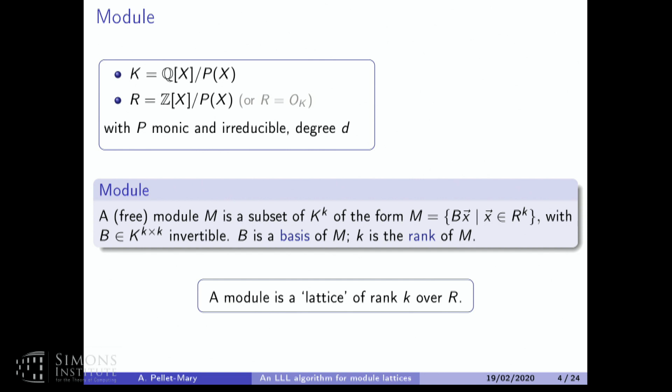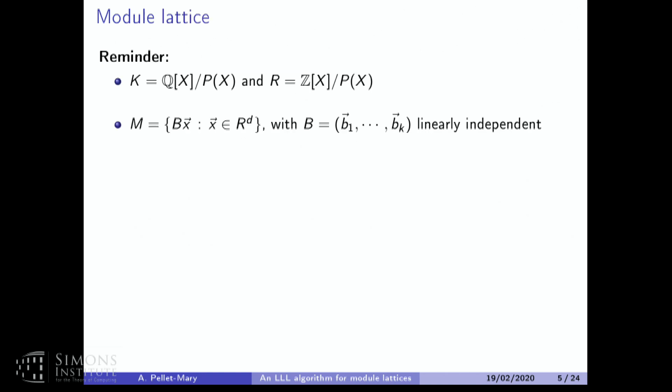And for crypto, we are interested in module lattices. So we want to see these objects as lattices, and we want to have some geometry on them. For the moment, I have some algebraic relations, but I don't have any geometry. So we're going to embed these elements into some real vector space so that we get some geometry on this object. How do we do that?